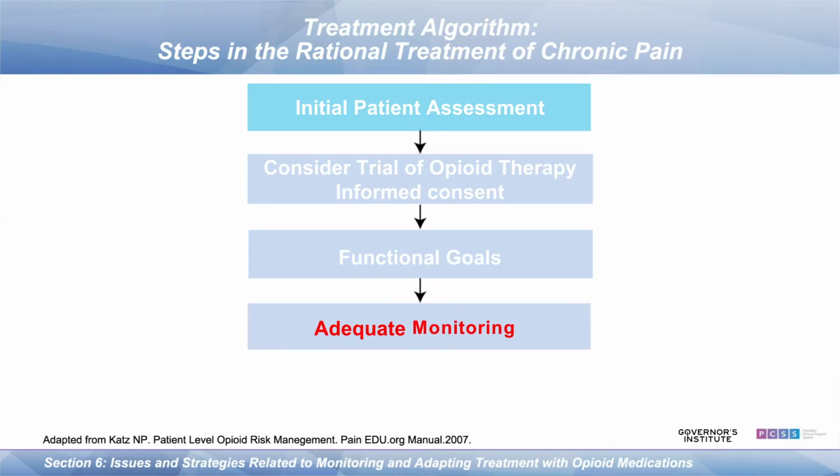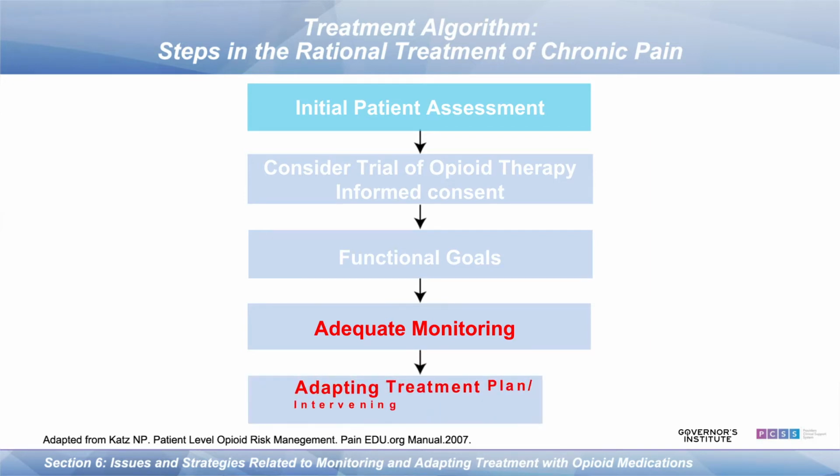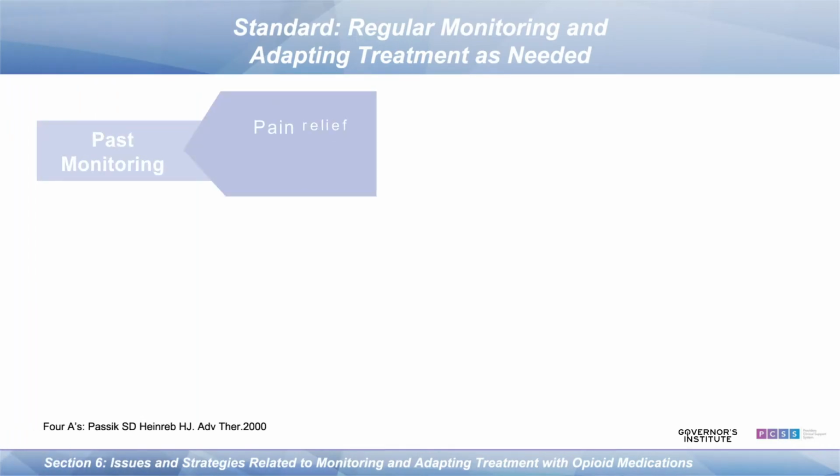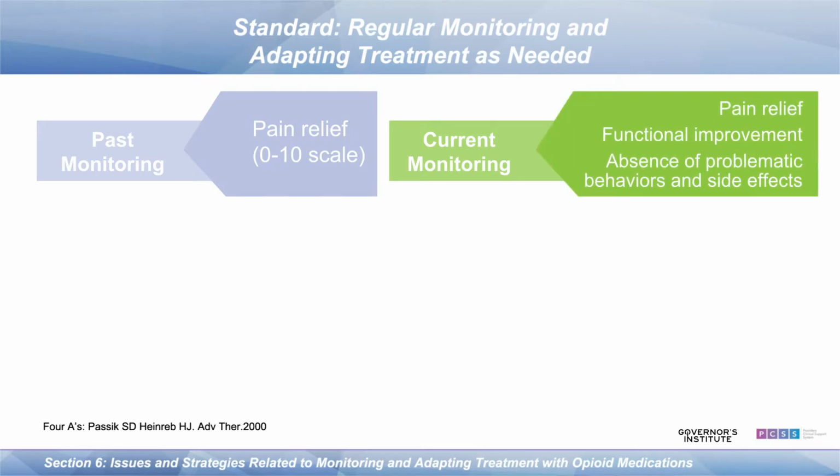Now we will consider an approach to adequate monitoring, both in terms of treatment effectiveness, but also treatment safety, so that the treatment plan can be adapted to maximize effectiveness and interventions directed toward misuse or abuse of the medications can be implemented if needed. In the past, monitoring often meant simply monitoring for pain relief, as indicated by reported pain scores such as the 0 to 10 numerical pain scale. Increasingly, however, the standard related to monitoring has evolved and broadened to include not just pain relief, but functional improvement in the absence of untoward side effects and/or problematic medication-related behaviors.